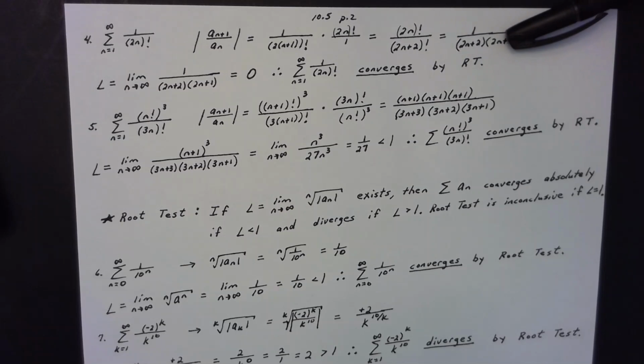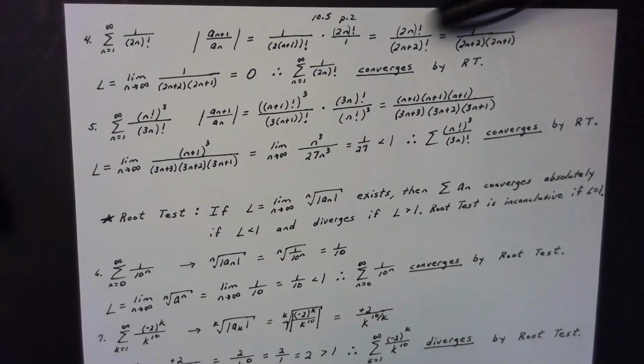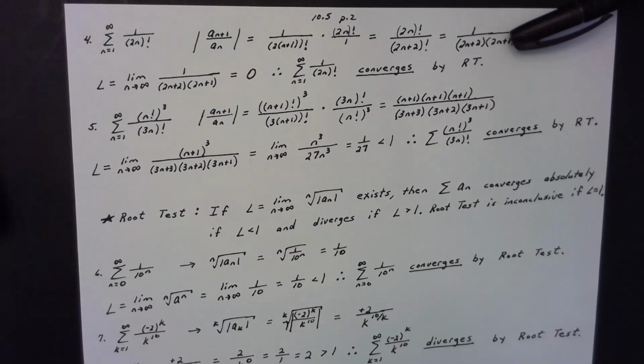So the next one less would be 2n plus 1. The next one would be 2n. But that one and every one thereafter would cancel with the numerator. So I just get 1 over (2n plus 2) times (2n plus 1).